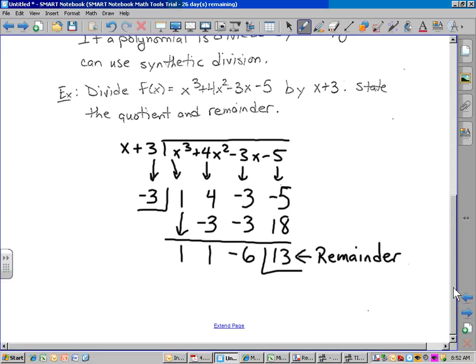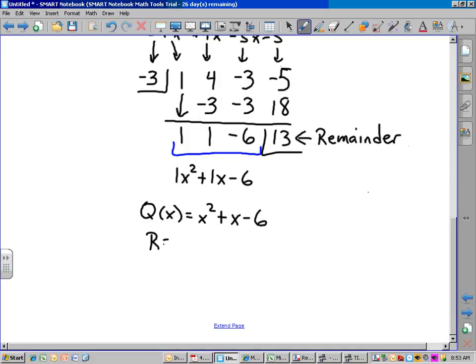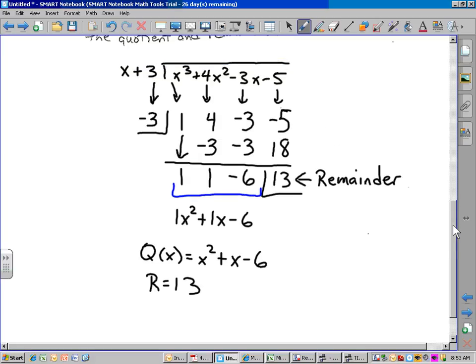What we also get out of this is the quotient. These numbers right here are the coefficients of the quotient. Now, we divided once, so the quotient will be 1 degree less than what we started with. Since we started with x cubed, this will be 1x squared plus 1x minus 6, or q of x equals x squared plus x minus 6, and we know the remainder is 13. So we got the exact same answer as we did earlier.